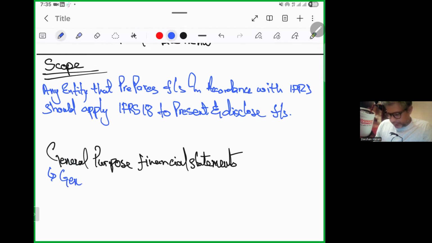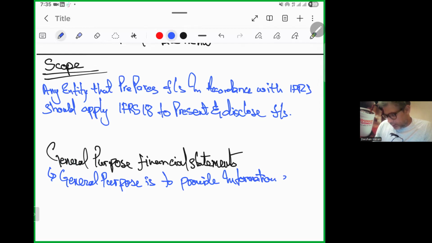So the general purpose is to provide information about assets, liabilities, equity, and expenses.